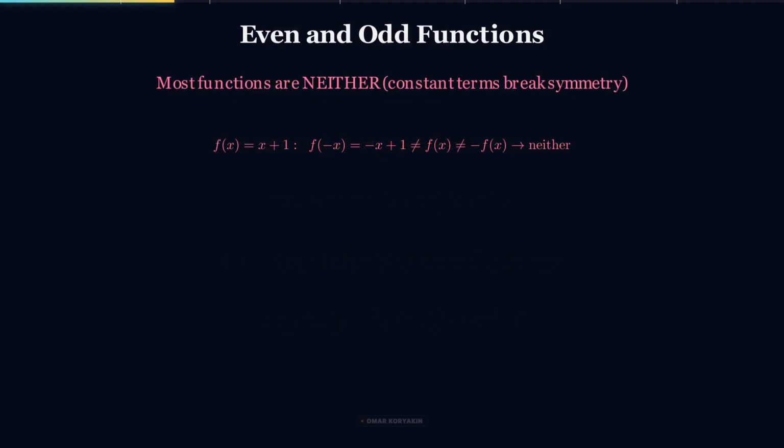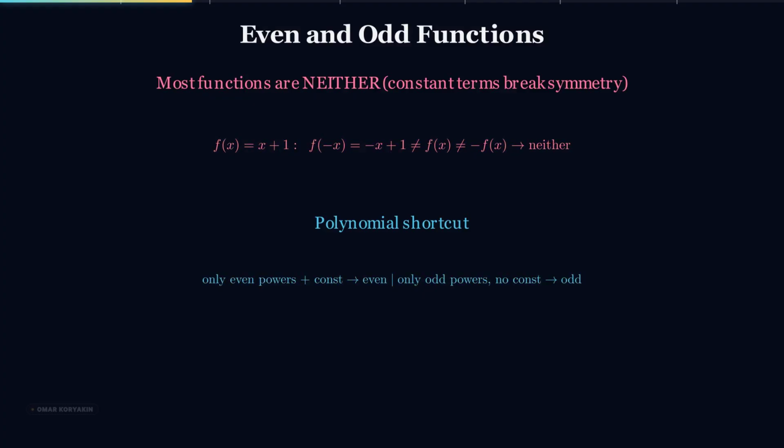Step 2, compare. If f of negative x equals f of x as algebraic expressions, the function is even. If f of negative x equals negative f of x as algebraic expressions, the function is odd. If neither equality holds for all x, the function is neither even nor odd. Both checks must work for every x to qualify, not just for one or two specific values.